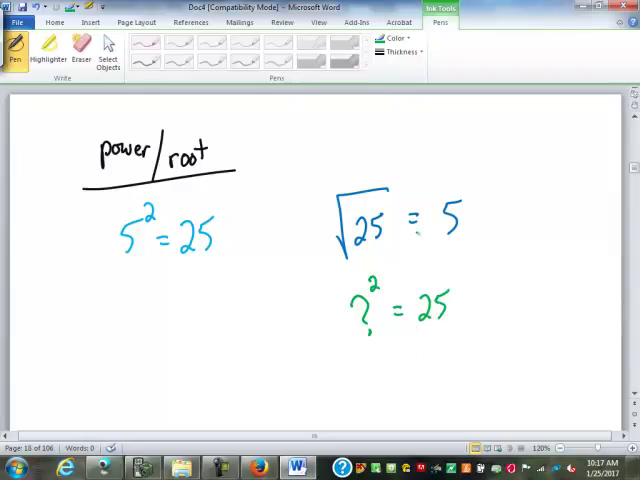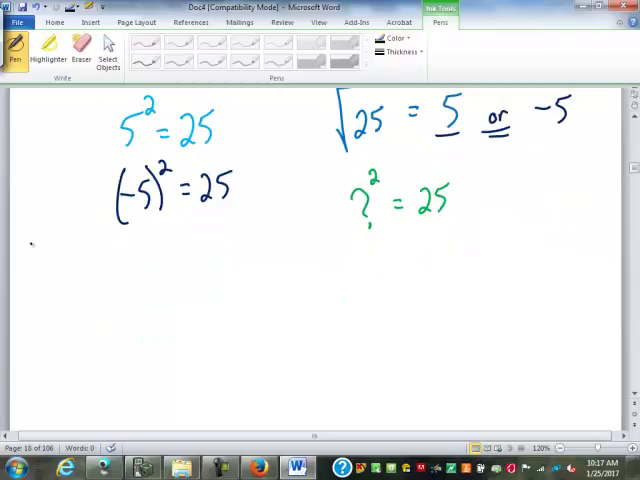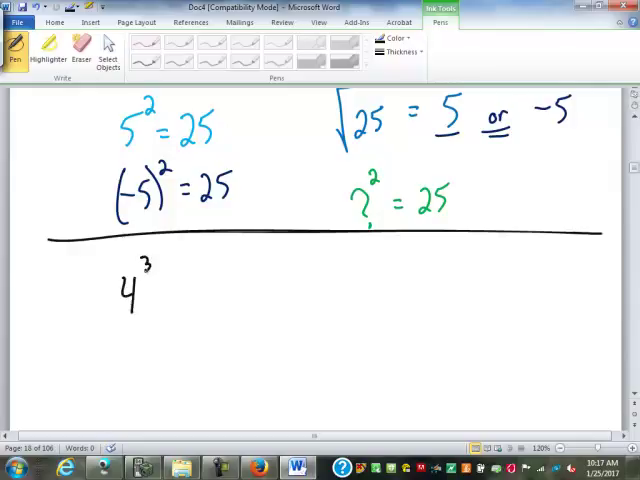Now I have to be careful. There is another possible answer here. 5 or negative 5. Because negative 5 squared also equals 25. What if I have 4 to the power of 3? What's that equal? 64. Very good.